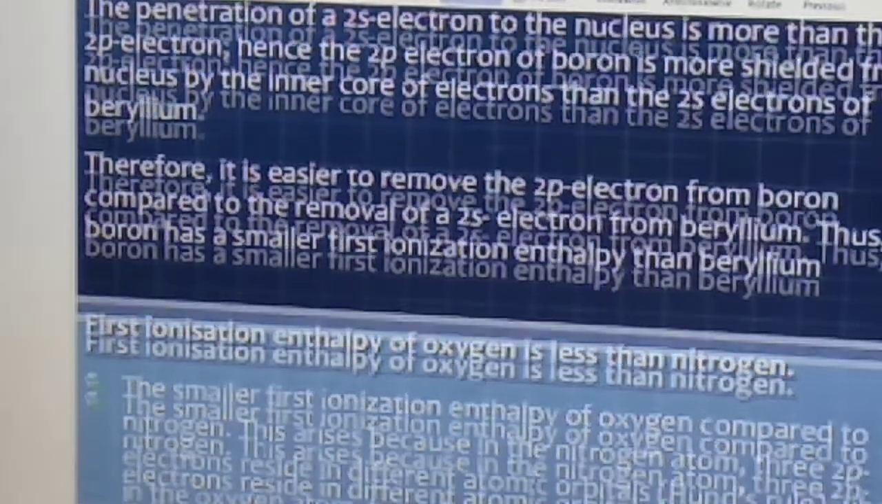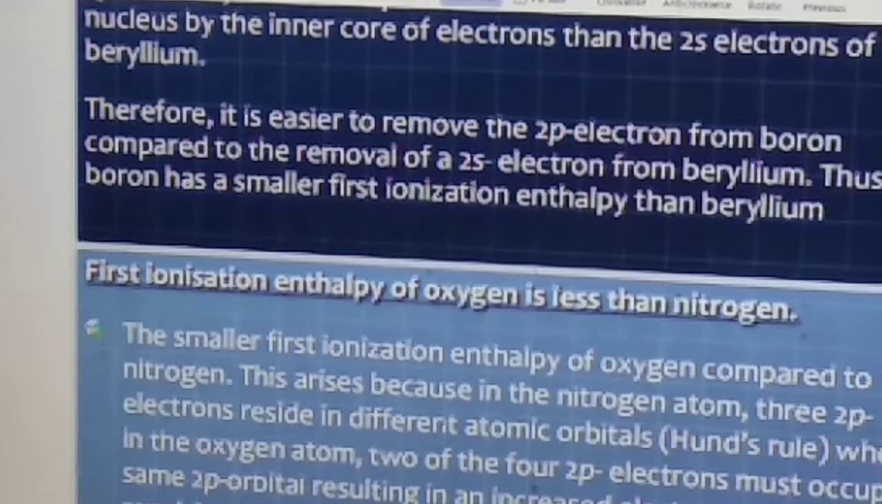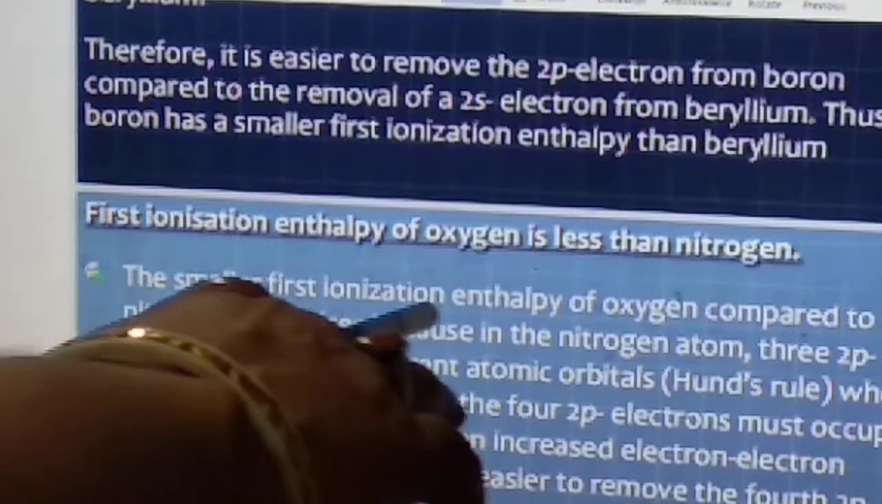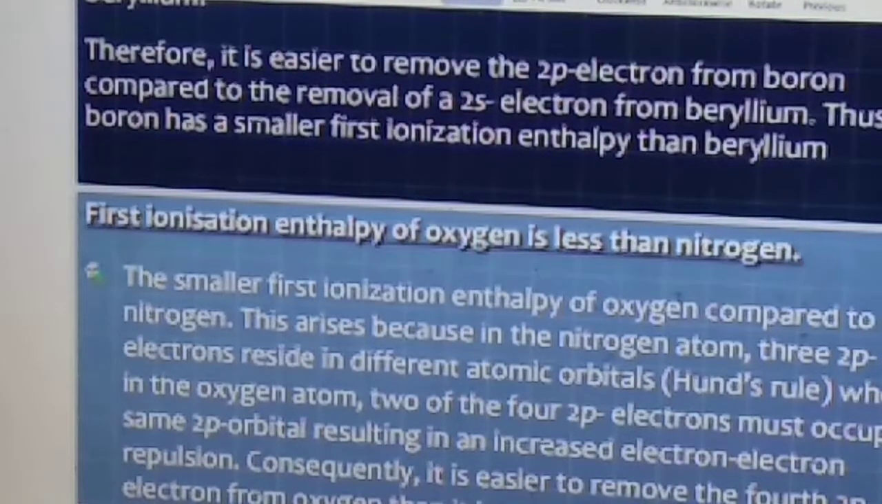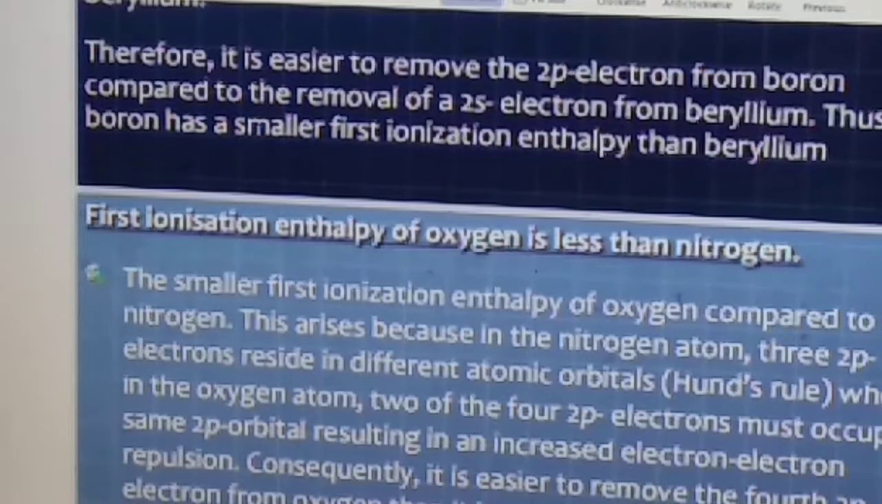Now you can explain why the first ionization enthalpy of oxygen is less than nitrogen. So I will explain now. The smaller first ionization enthalpy of oxygen compared to nitrogen arises because in the nitrogen atom the three 2p electrons reside in different atomic orbitals, whereas in the oxygen atom two of the four 2p electrons must occupy the same 2p orbital, resulting in an increased electron-electron repulsion.